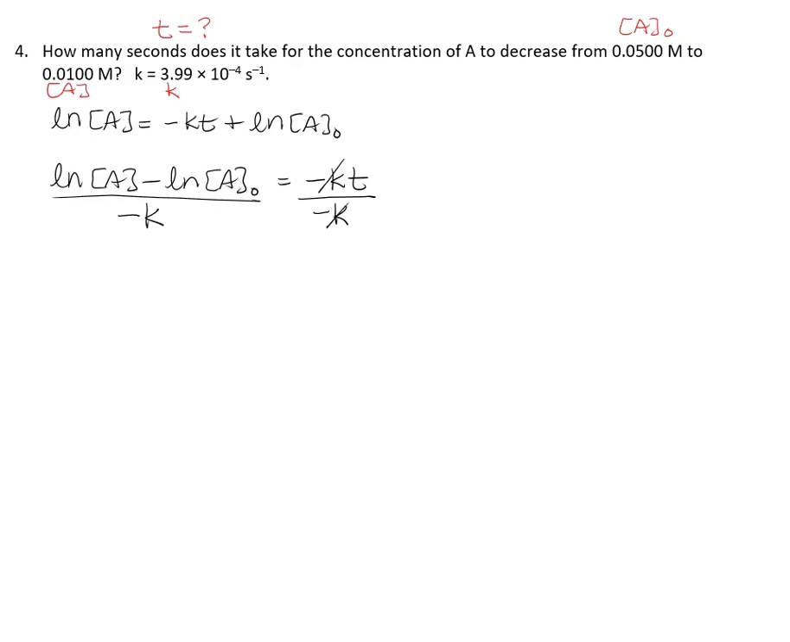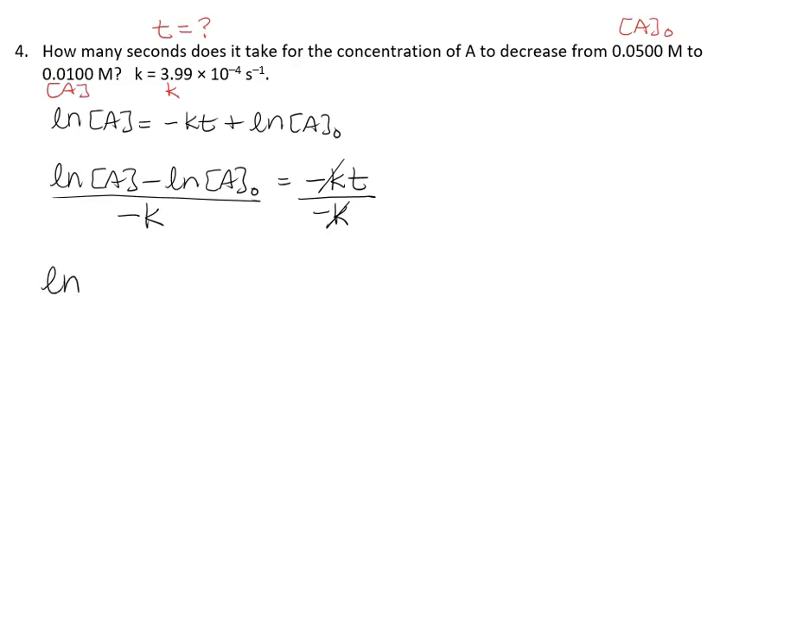K will cancel over here, and we're left with t equals ln A minus ln A naught divided by negative k. Now, if you want to further condense this into a ratio within that natural log term, that's fine, or you can leave it like this. We have everything we need to plug in.